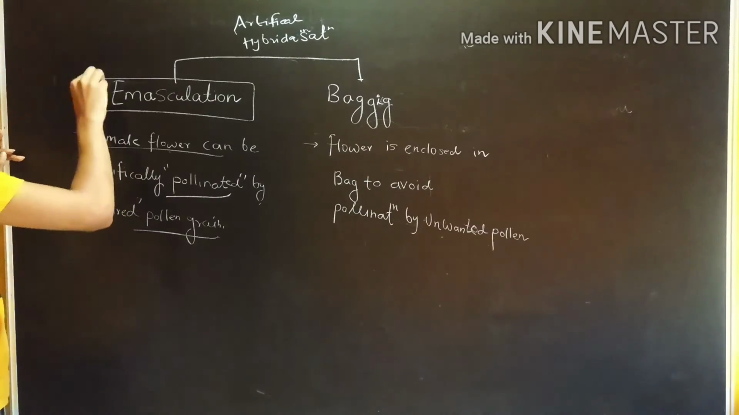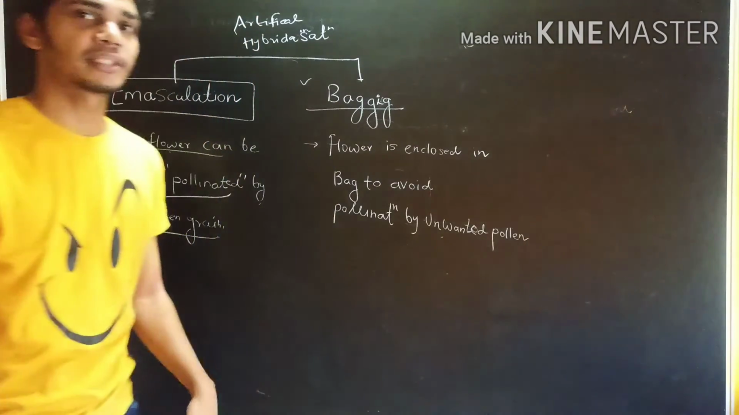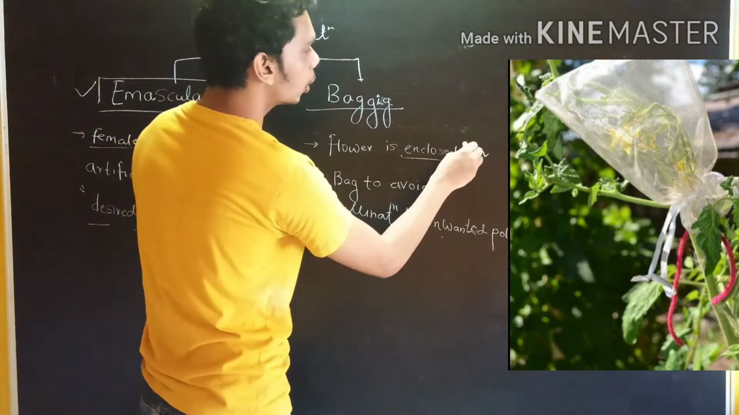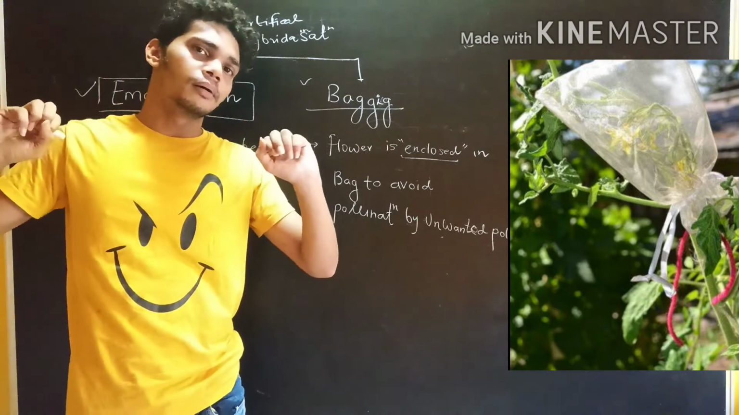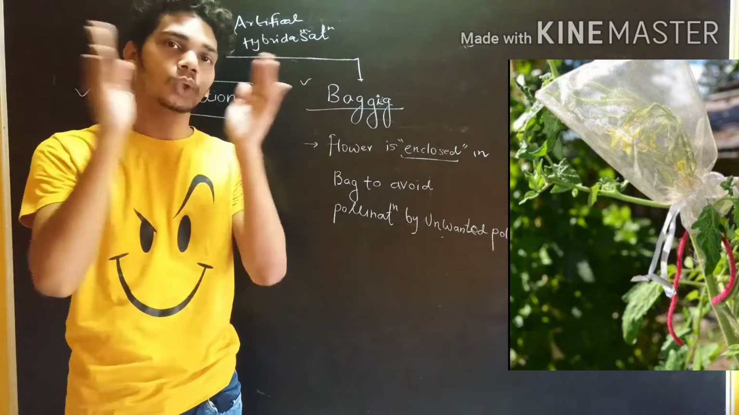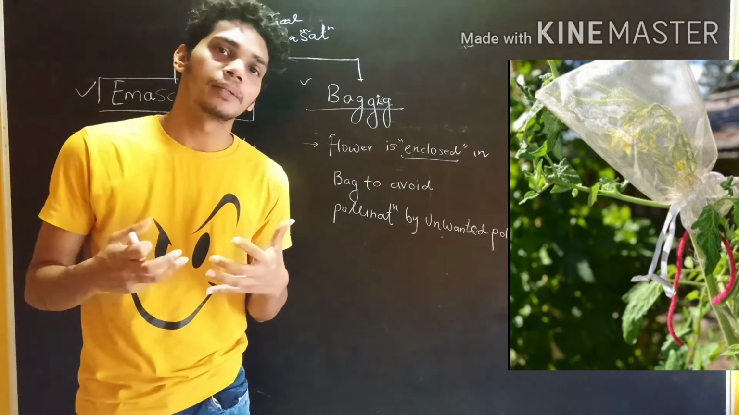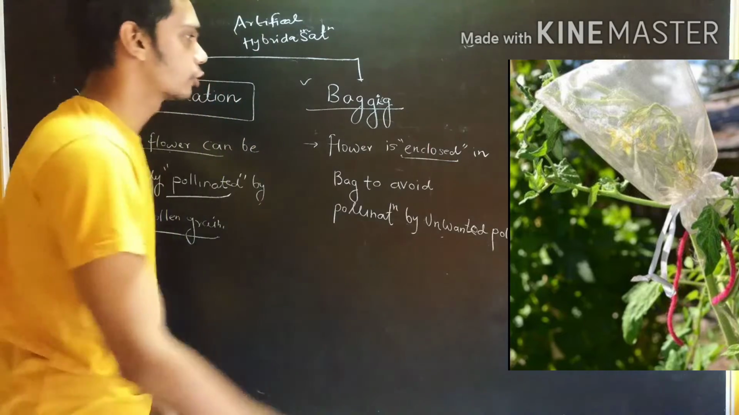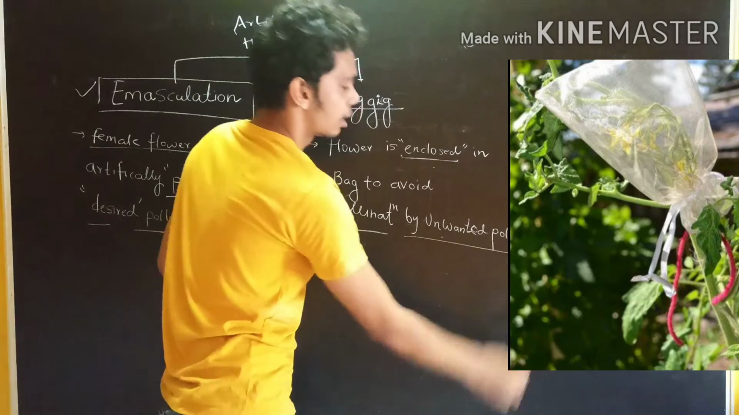That's called the emasculation method. When you move to the process called bagging, the name itself suggests the use of a bag. So the flower has to be enclosed. Why does the flower have to be enclosed? It should not get unwanted pollen grains from the outside. If you pack it and close it with the help of a bag, you are avoiding unwanted pollen grains from entering that flower. So the flower is enclosed in the bag to avoid pollination by unwanted pollen.